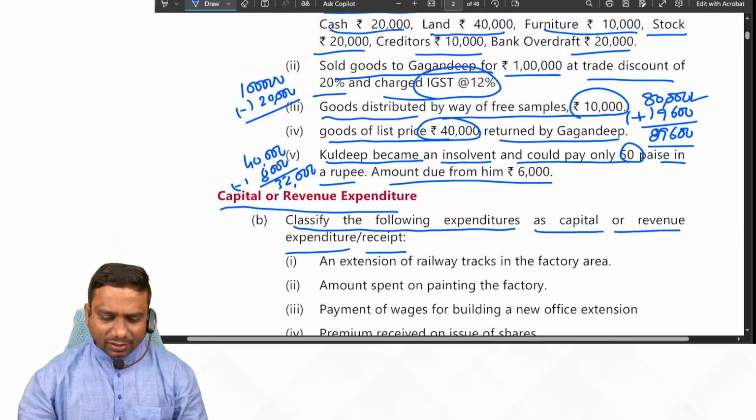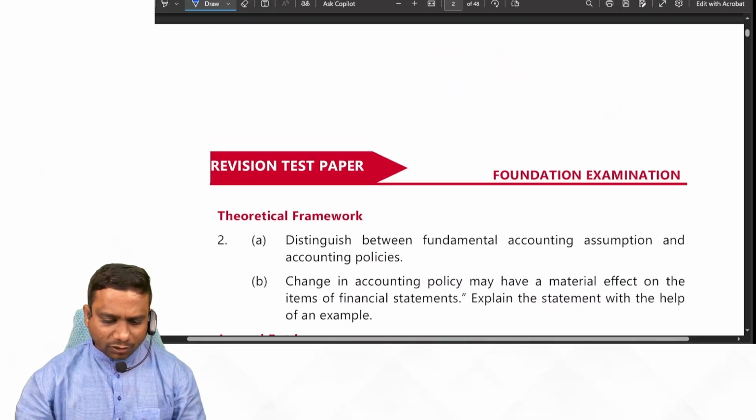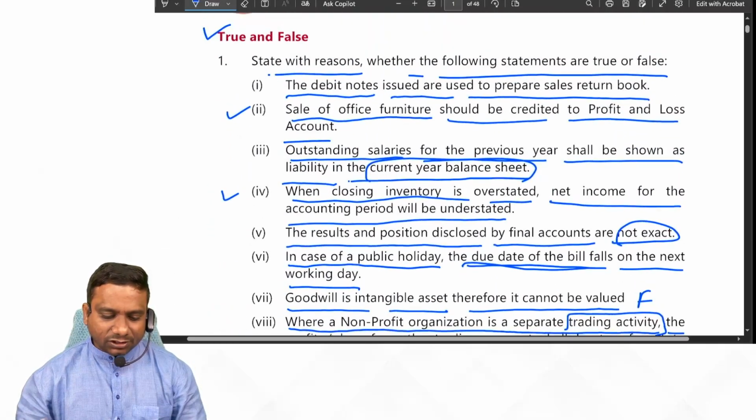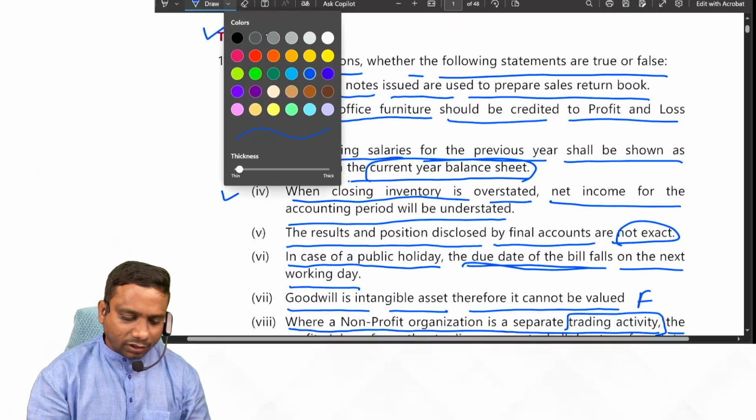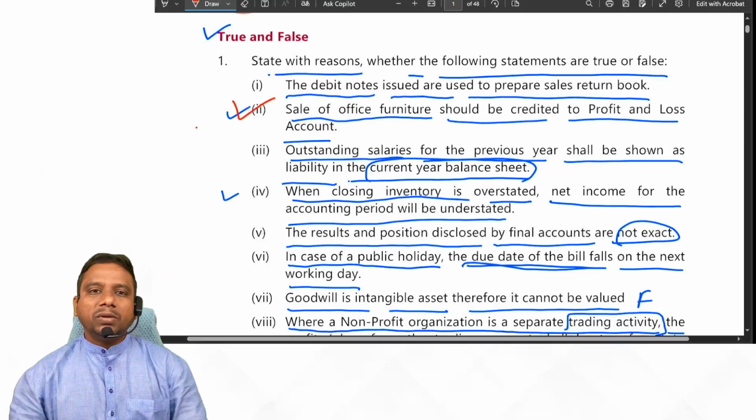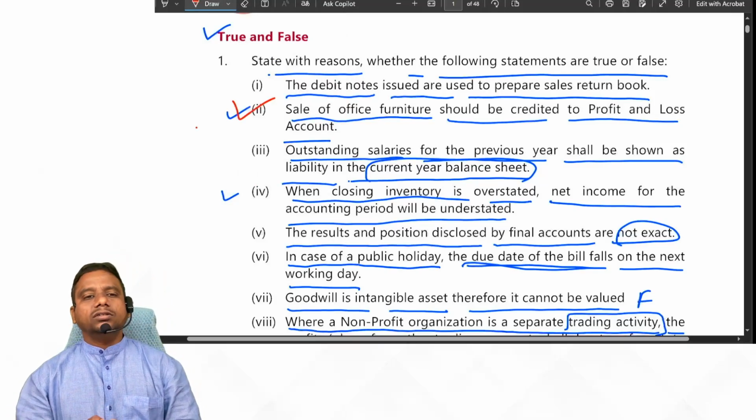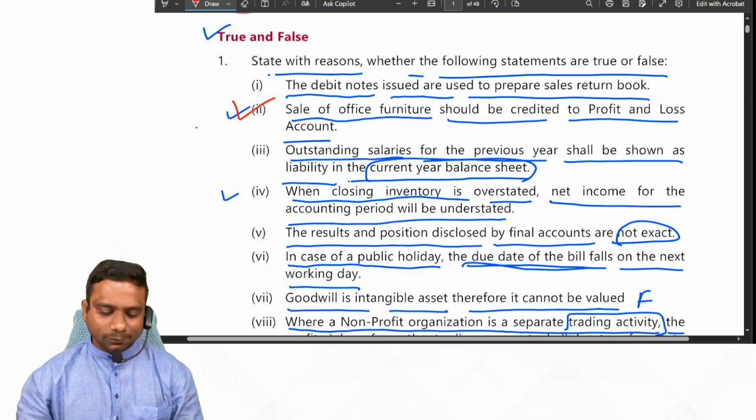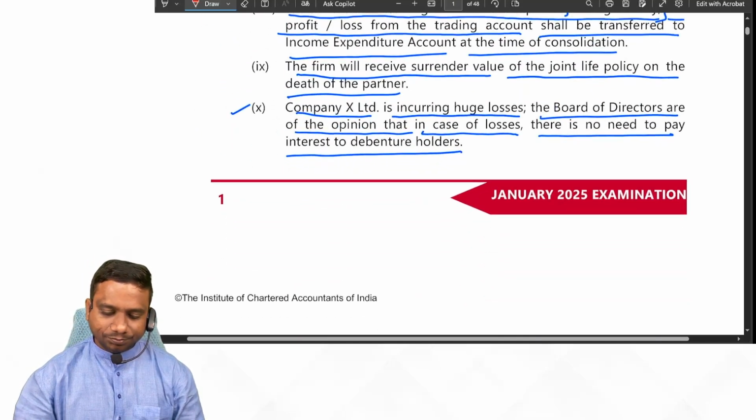In the previous true or false statements, if you observe, the second one: sale of office furniture. By selling office furniture, we received an amount. That amount is nothing but capital receipt, not revenue receipt. Is it clear, students? Next one.